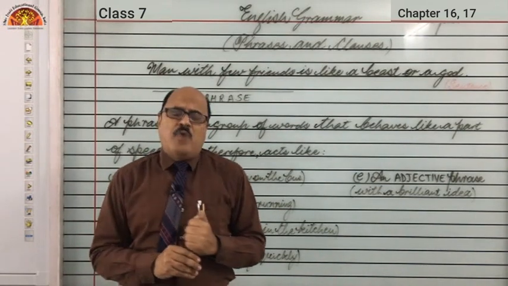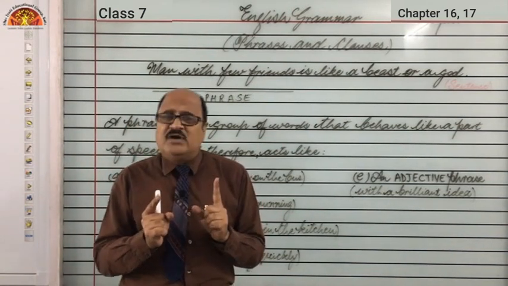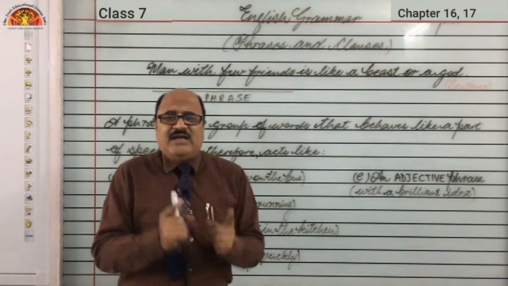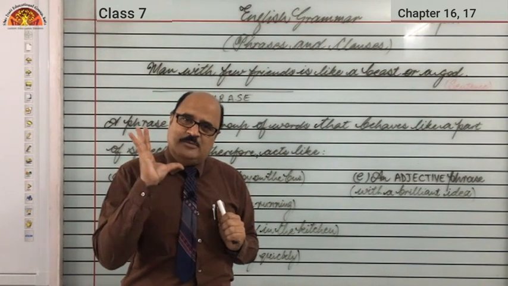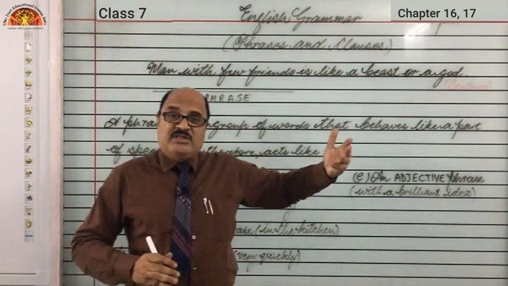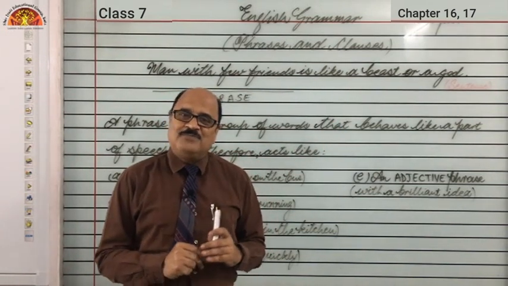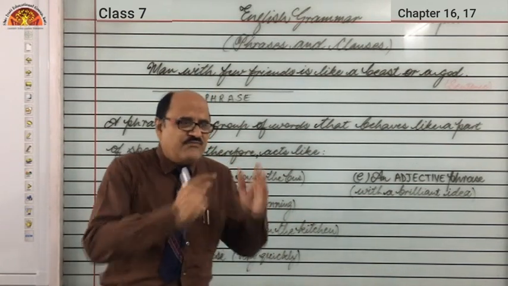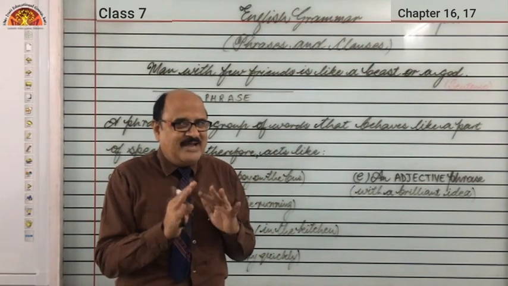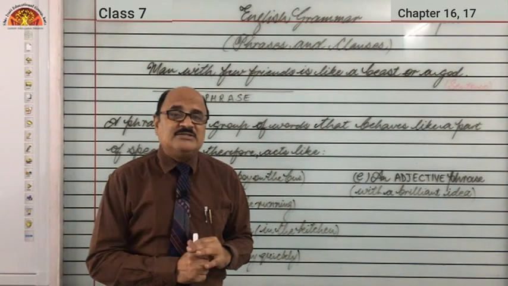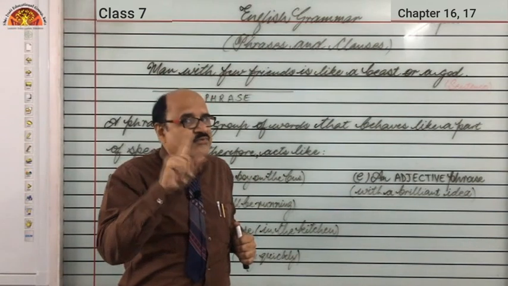Point number two, generally a phrase does not begin with a capital letter and end with a full stop, question mark or sign of exclamation together. Means a phrase may begin with a capital letter but cannot end with a full stop, question mark or sign of exclamation. Or if the phrase ends with a full stop, question mark or sign of exclamation, it cannot begin with a capital letter, because both these properties are found in a sentence, not a phrase, right?